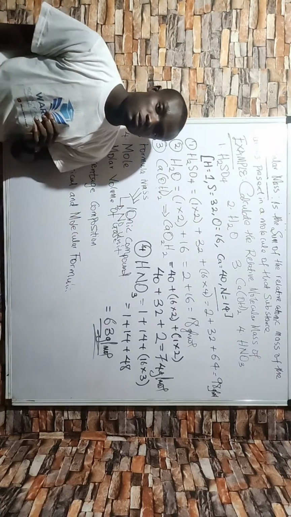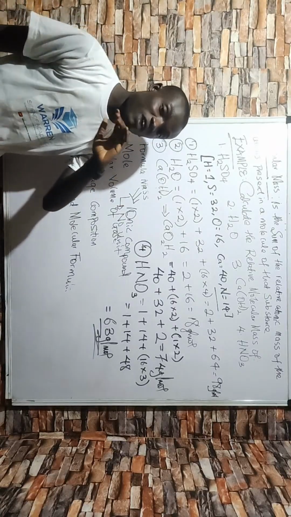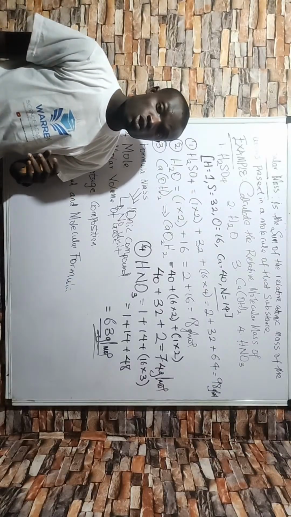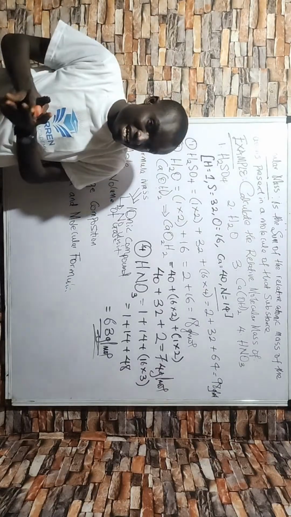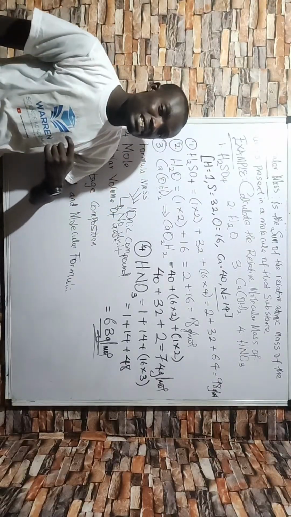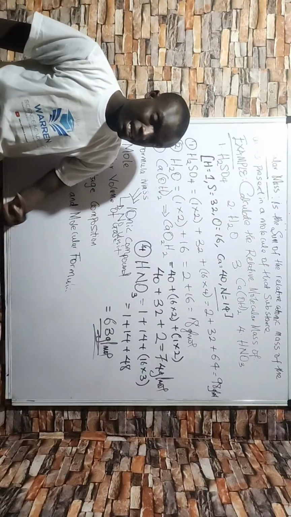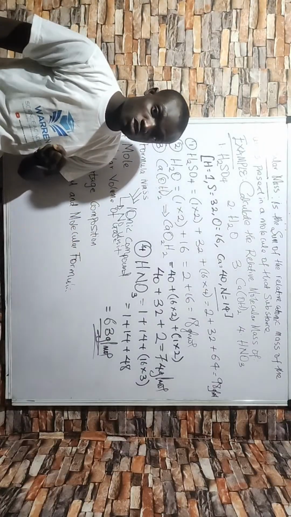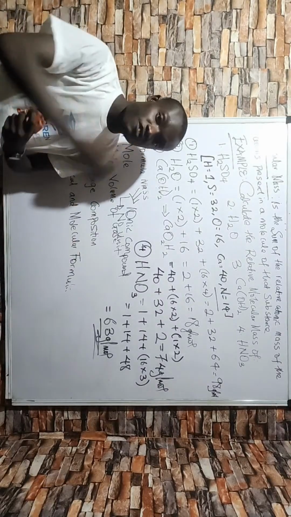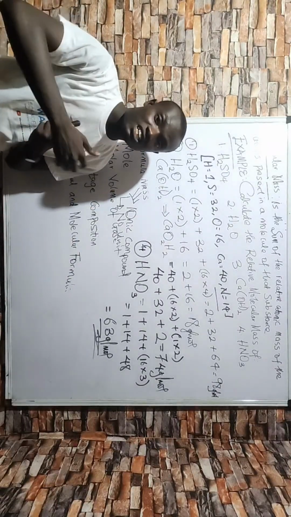Now, in chemistry, we have what we call ionic compounds. Ionic compounds are formed mostly between metal and non-metal, or we can say whenever a metal gives out electron and a non-metal receives electron. So we form an ion due to a transfer of electron, usually from a metal to a non-metal.